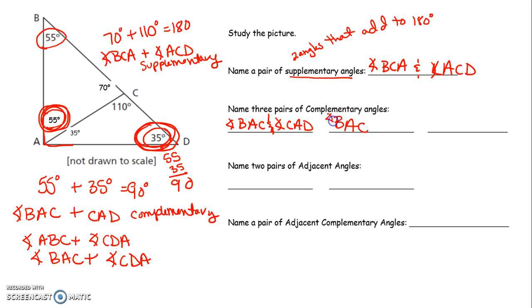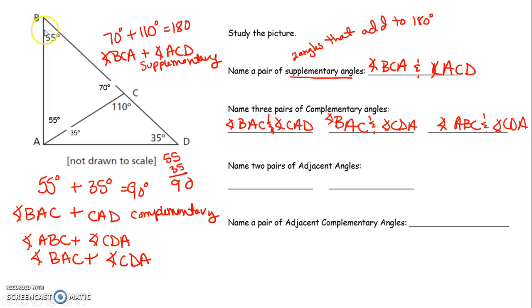BAC and CDA. Another pair would be angle ABC with angle CDA. All right, some adjacent angles. Adjacent angles are just 2 angles that touch. Any 2 angles that share a vertex and a common side.